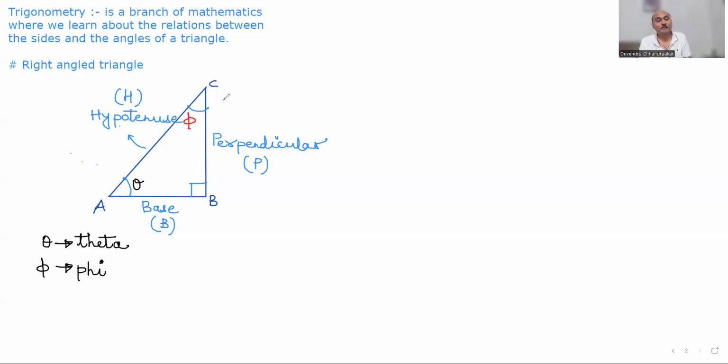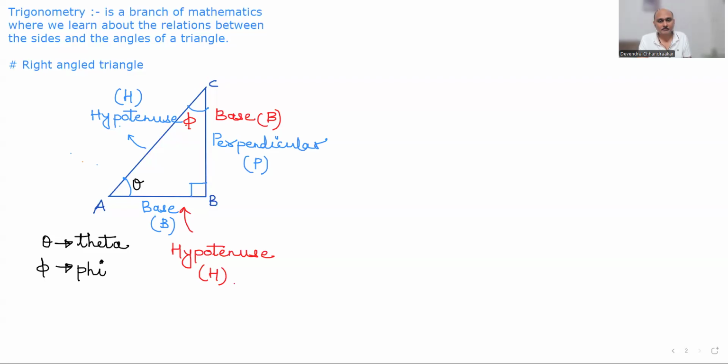Very good. So all of you answered it nicely. I am using red ink for this angle phi. So for phi, this side will be base and this side will be hypotenuse. Capital H. Understood?